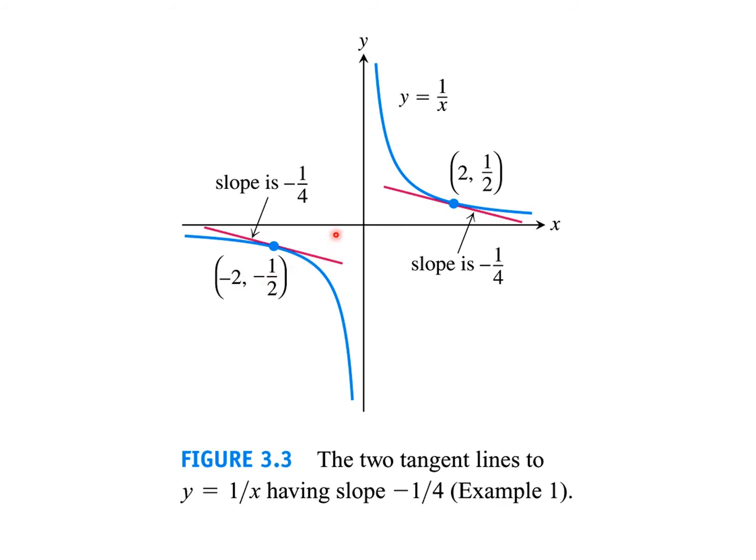Also, if you look at the curve, the slope will be gradual, but near the origin it will be very steep, and then after that it will continue gradual in this direction and in the other direction. So these are the two tangent lines to y equals 1 over x having slope -1 over 4, as we mentioned before.